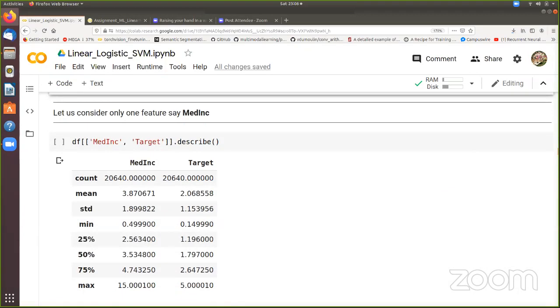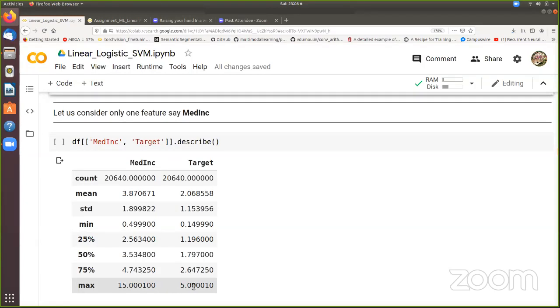Okay. So we are interested now in one feature, which is the median income, and the target, which is the price. So we need to understand those 2 columns. So we'll take this describe function. We can see the mean, standard deviation, the quartiles, and the maximum. What you can infer from this data is that the third quartile of the price is 2.6, but the maximum value of the price goes to 5.